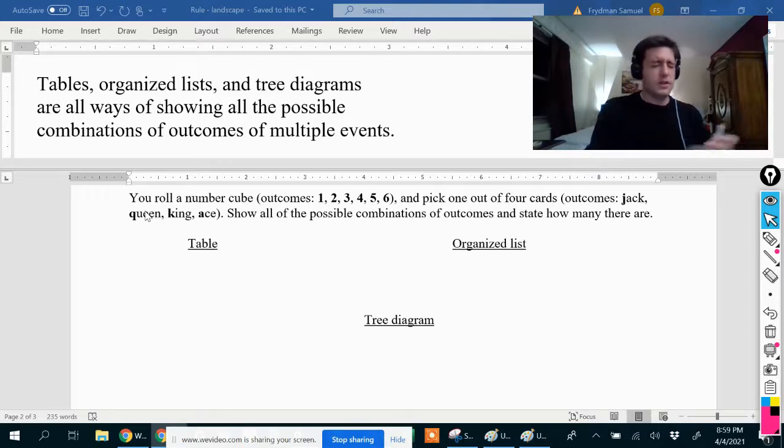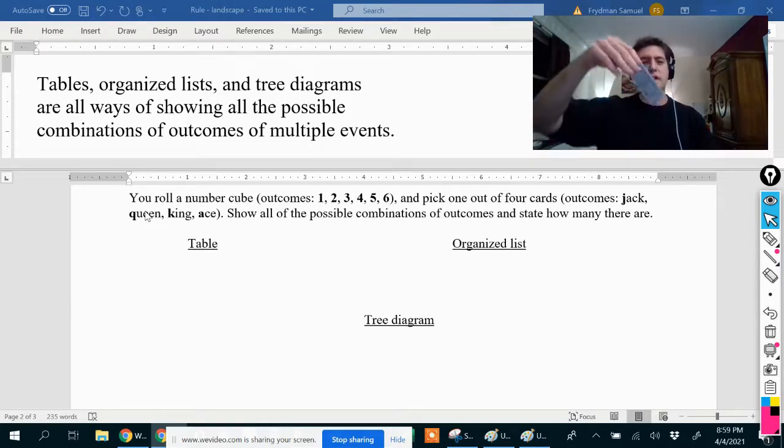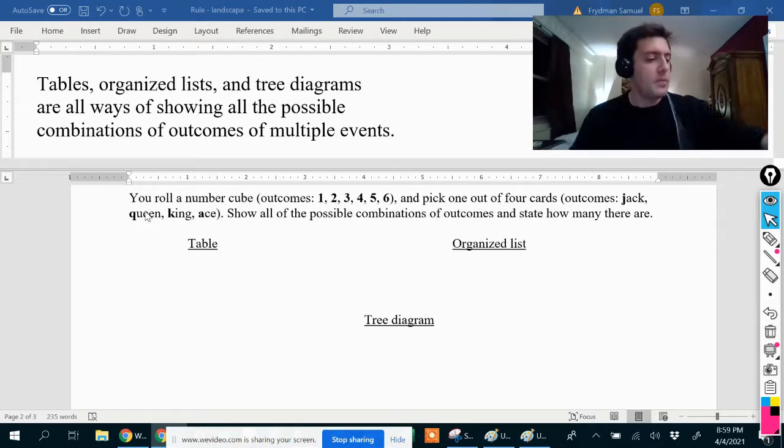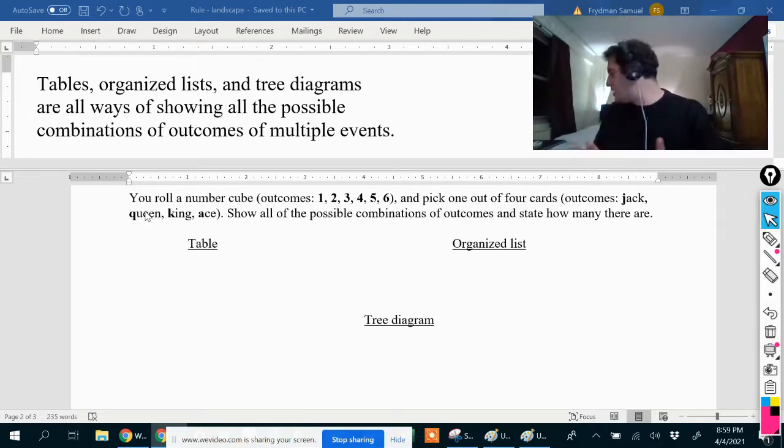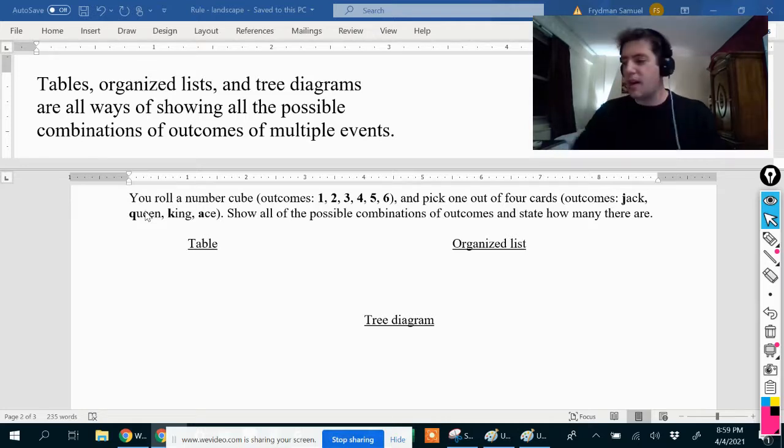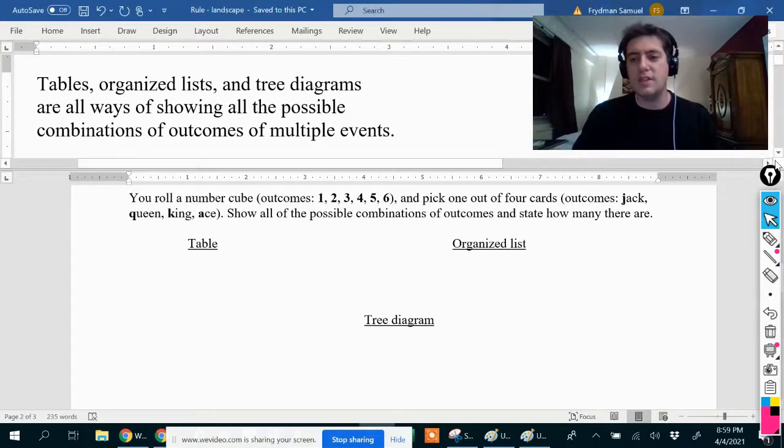Let me shuffle them up maybe. Let's actually do this just for fun. Okay, what's one thing that could happen? I rolled a 2 again. And let's see, I'm going to close my eyes and pick one. I picked a king. Okay, so that's one combination, a 2 and a king. But what we're going to do now is systematically list every single combination of outcomes that might happen. The first way we're going to do that is using a table.